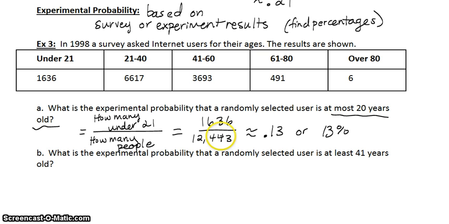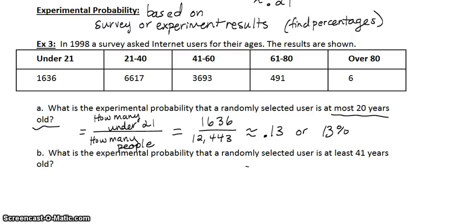Now that I've done a problem, you might agree with me, it doesn't really seem like we're doing probability, does it? It more seems like we're just finding a percentage, like 13% of people were under 21, instead of probability being 0.13. So don't let the word experimental probability throw you off, is what I'm trying to say here. It is simpler than it sounds.